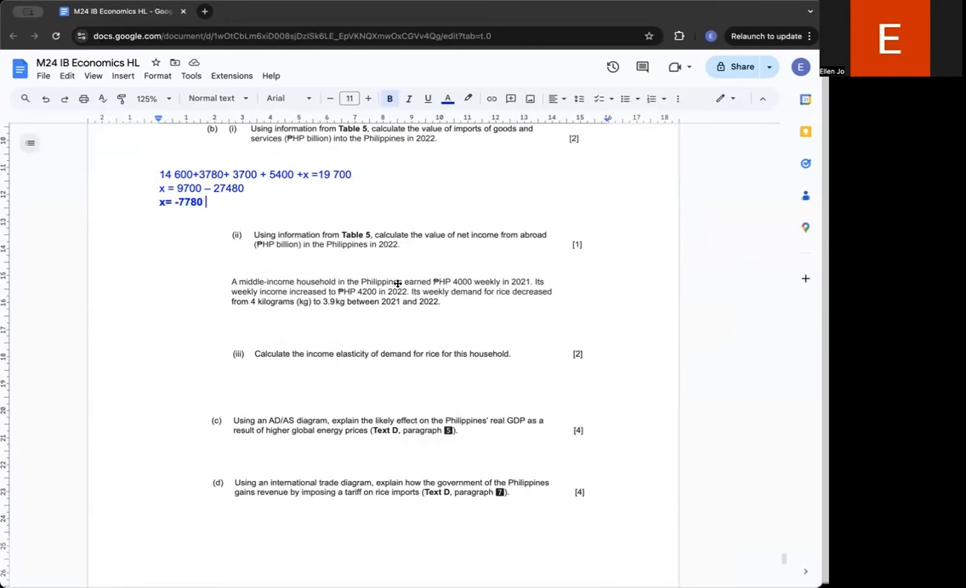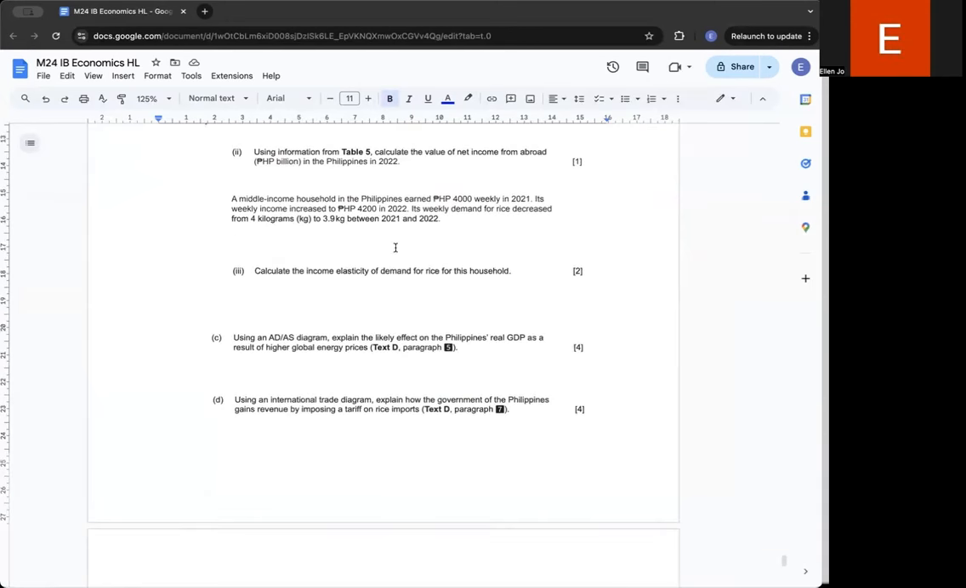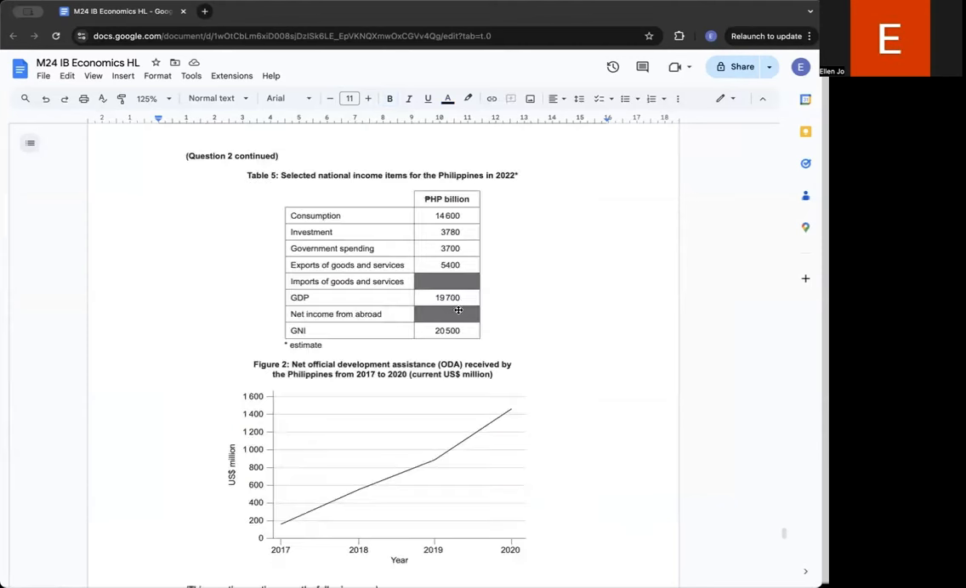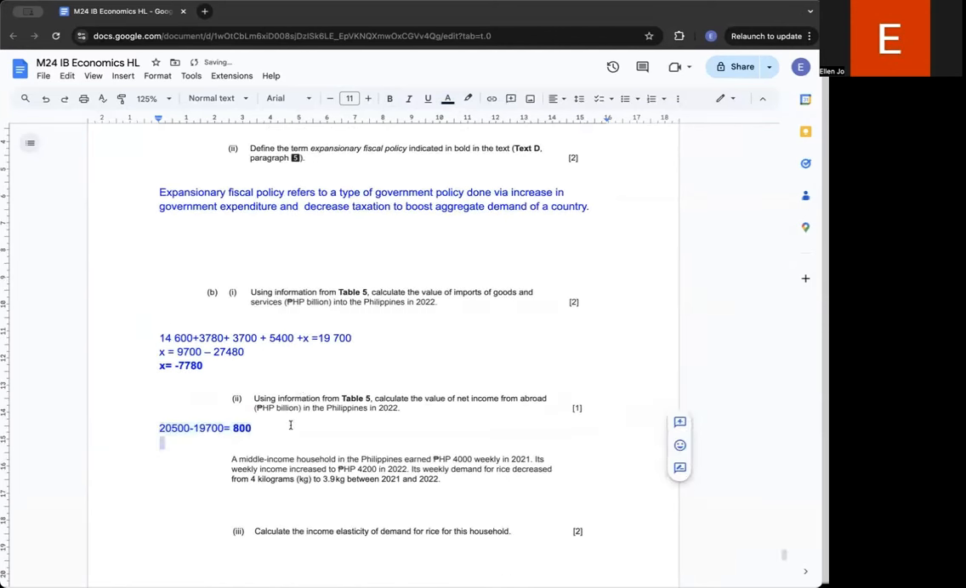Pretty simple. B2. Using information from Table 5, calculate the value of net income from abroad in the Philippines in 2022. Since GNI is calculated by summing up GDP and net income from abroad, in this case, we know GDP and GNI, so this should be the answer.